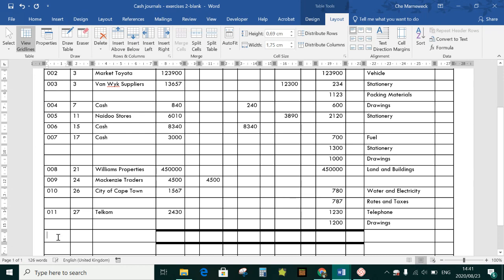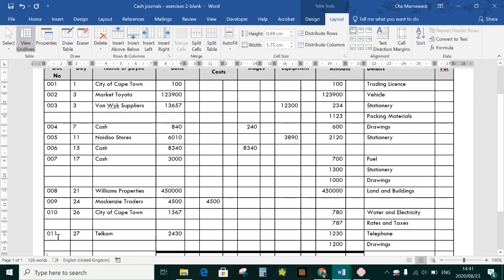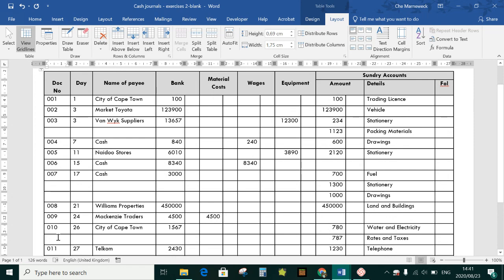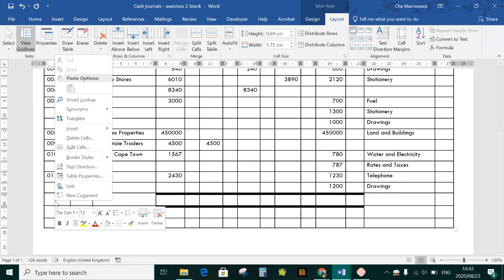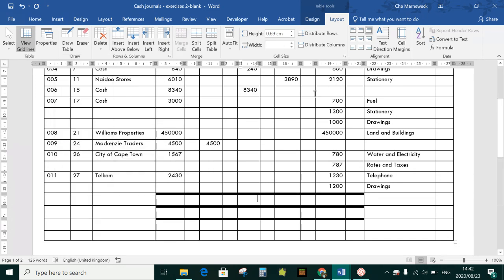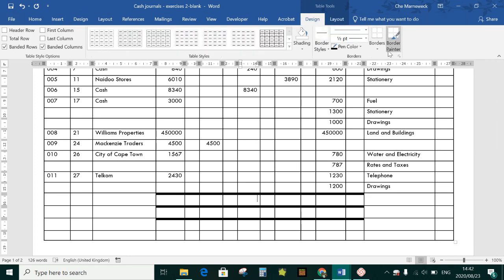Okay, I can see that I am one row short in the exercise. So I'm just going to insert an extra row. And I'm going to remove that line that shouldn't be there.